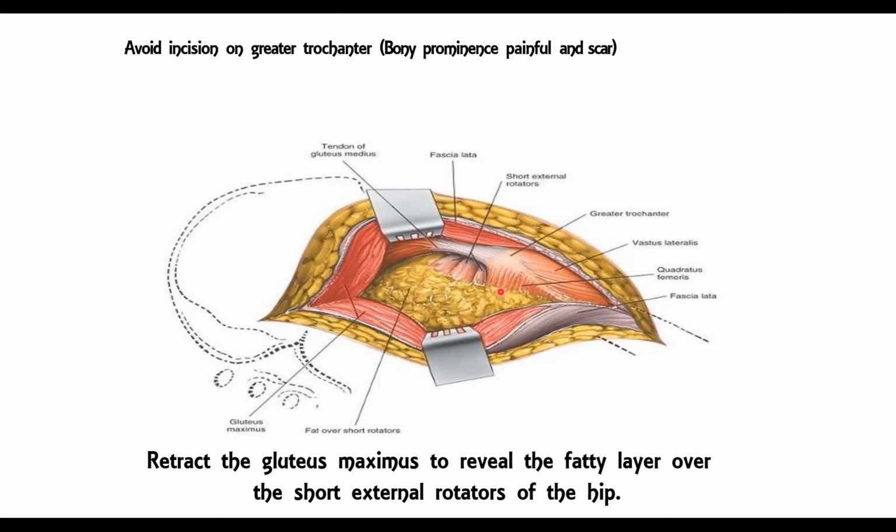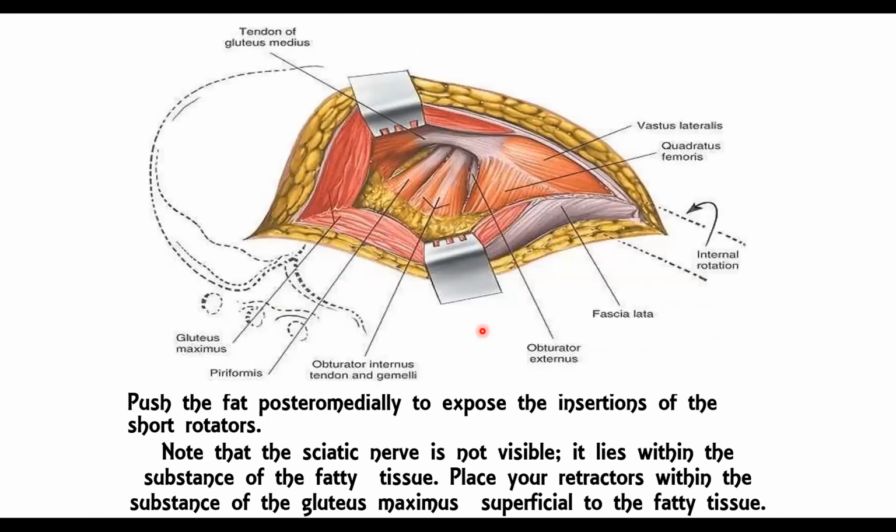You can see these are the short external rotators. This is the vastus lateralis. This is the abductors, gluteus medius. So after retraction, usually we say that you can do it with the mop, you can displace the fat pad and you can see these short external rotators, and you will put the retractors, Charnley retractors, everyone knows that. Then you will see the underlying short external rotators.